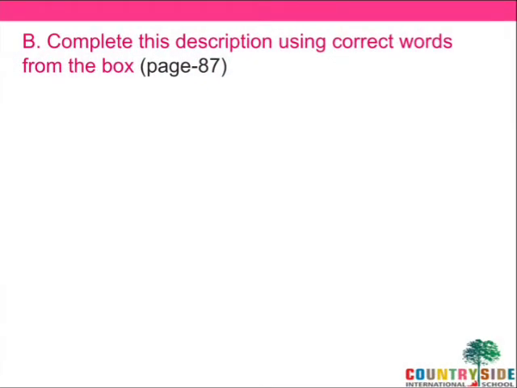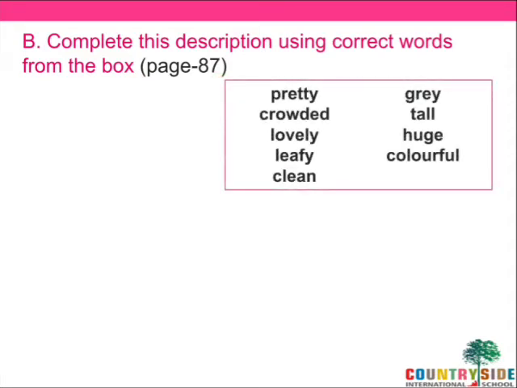See another exercise, that is, complete this description using correct words from the box on page number 87. So now these are the words. First let's read these: pretty, crowded, lovely, leafy, clean, grey, tall, huge, colorful. Now the statement is given and we have to write down the perfect description word for that thing.